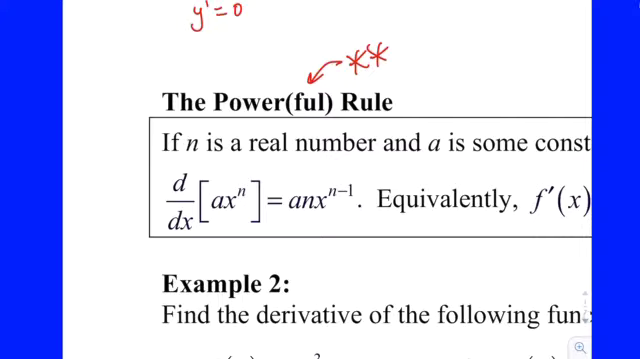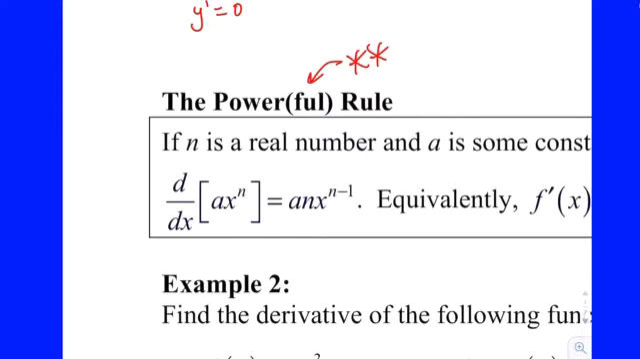Now, this rule that we're about to learn didn't just fall out of the sky or get imported from France or something. This rule actually is a distilled result of the limit definition of the derivative. So it was generated that way. Here's what it says, though.